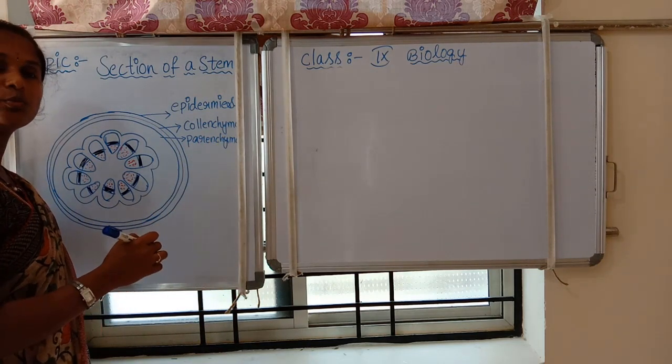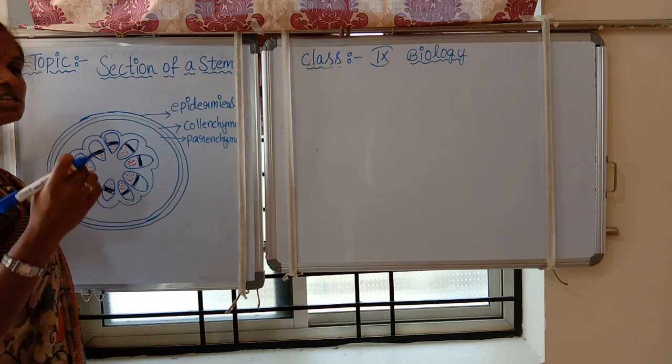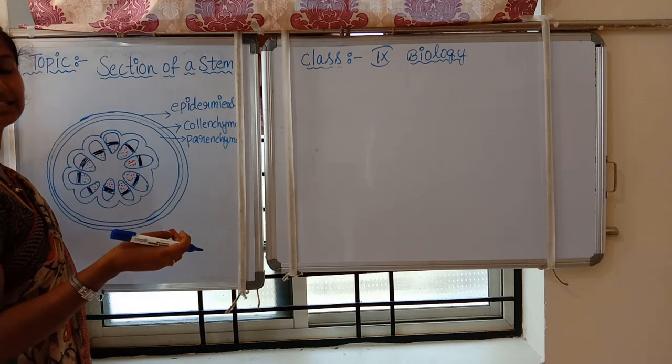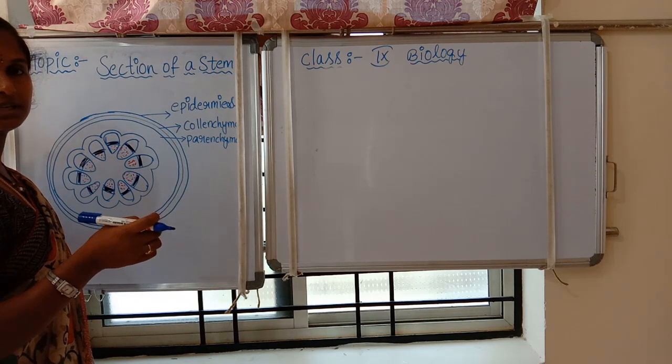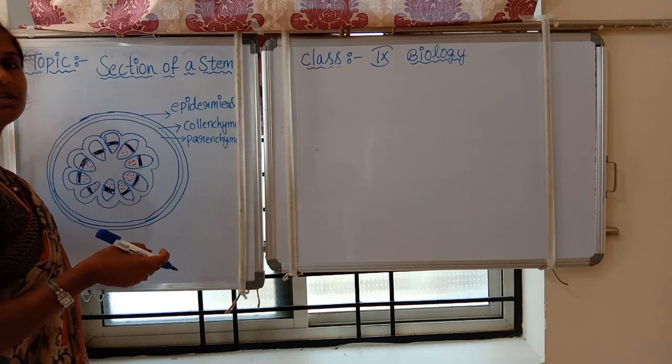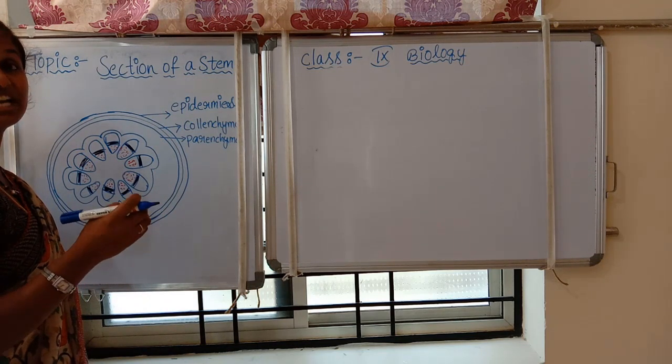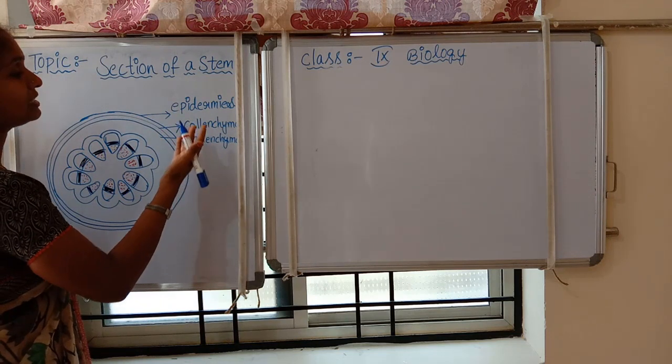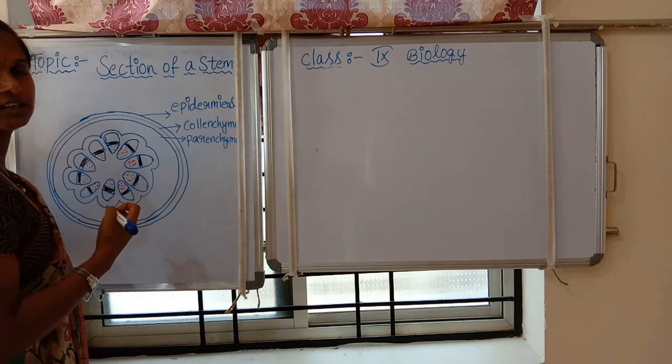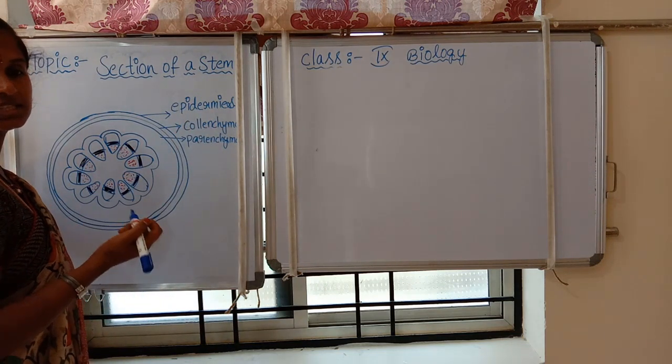We already discussed that meristematic tissue, when it continuously grows, becomes very strong. That is nothing but permanent tissue. That permanent tissue always has differentiated cells. These parenchyma, collenchyma, epidermis are nothing but differentiated cells only.